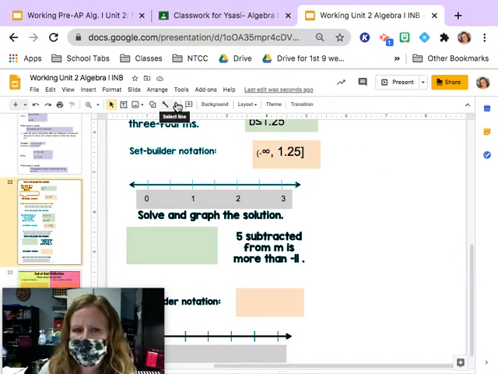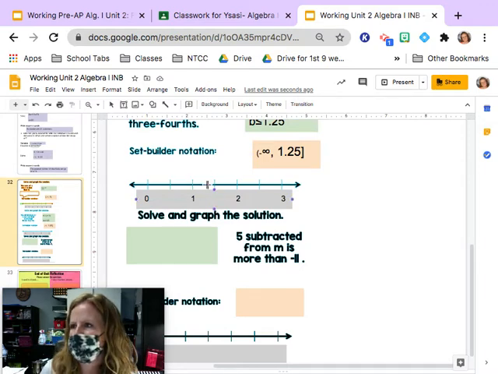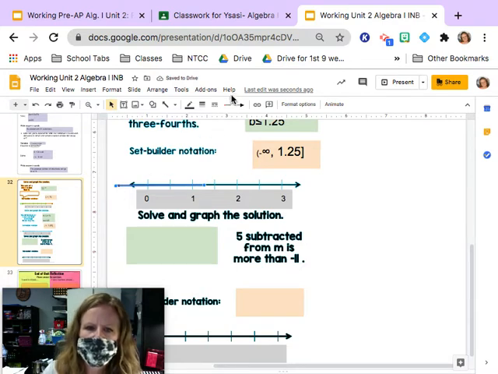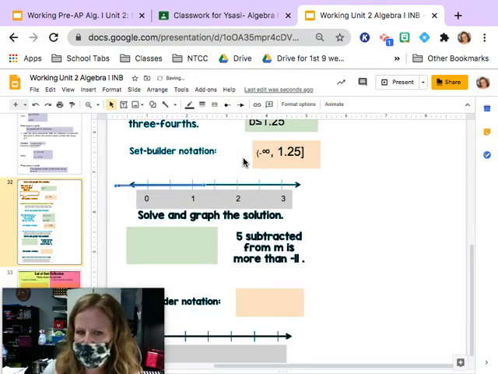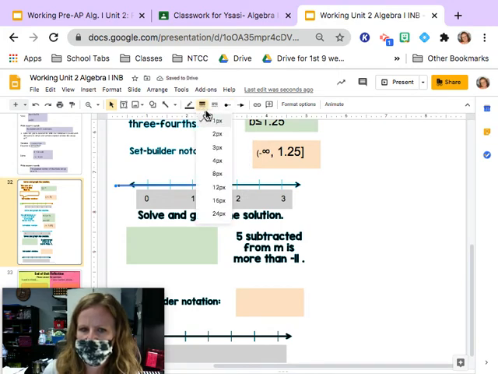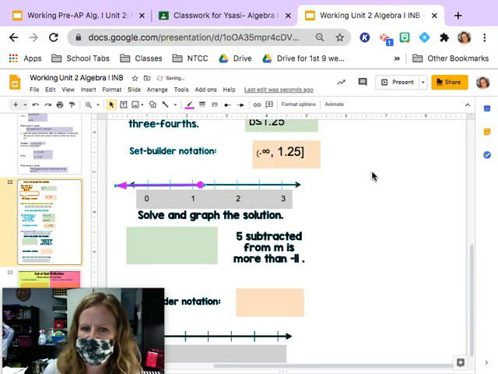Now insert a line with the arrow. So it's going left, starting on 1 1/4, 1.25. So right here would be 1 1/2. So we need to go right here. It's going to go that way. Add the closed circle because it's or equal to. Change the thickness and change the color.